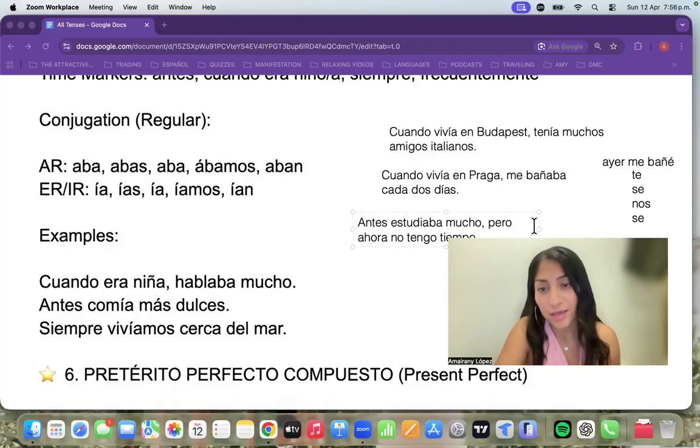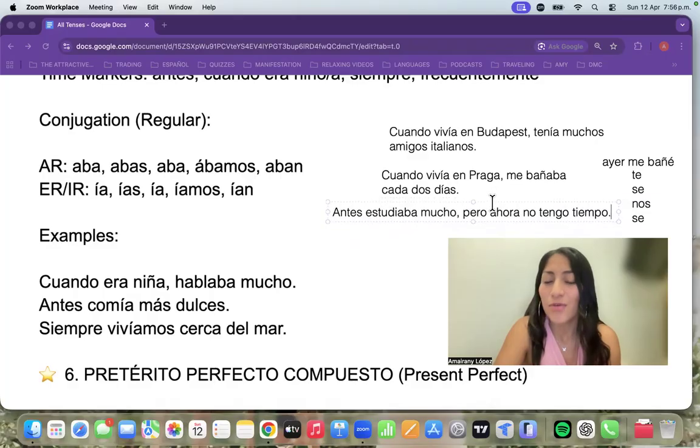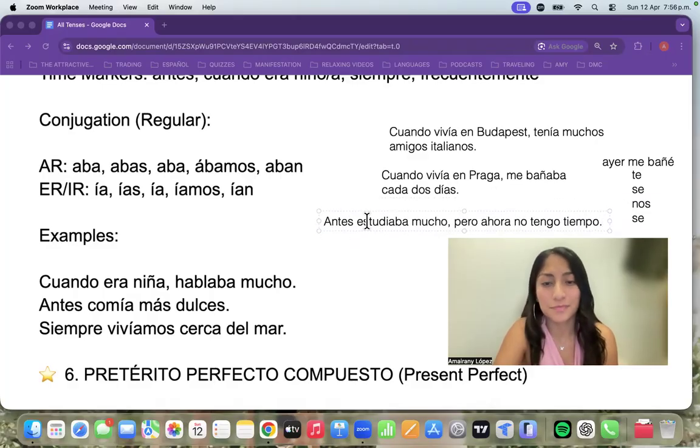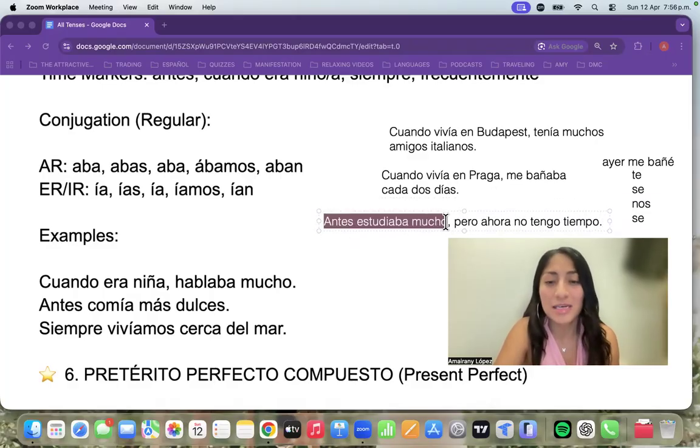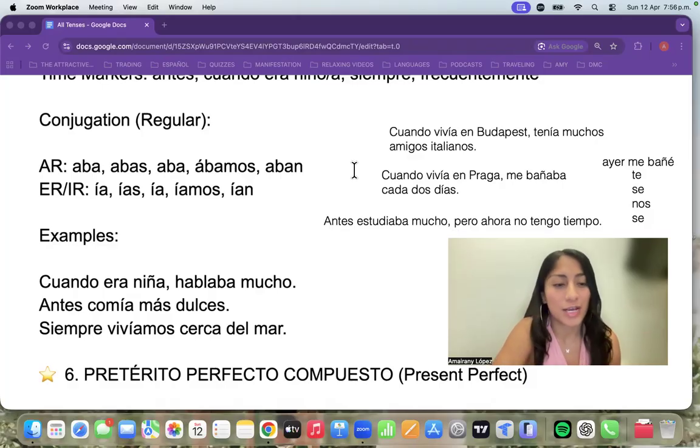I used to study a lot, but now I don't have time. Okay, so notice how this whole tense talks about the past, but in a very different way from the simple past. Again, the simple past is, I called you yesterday. I played chess for 3 hours, things like that. So there are more precise things in which we use the simple past.